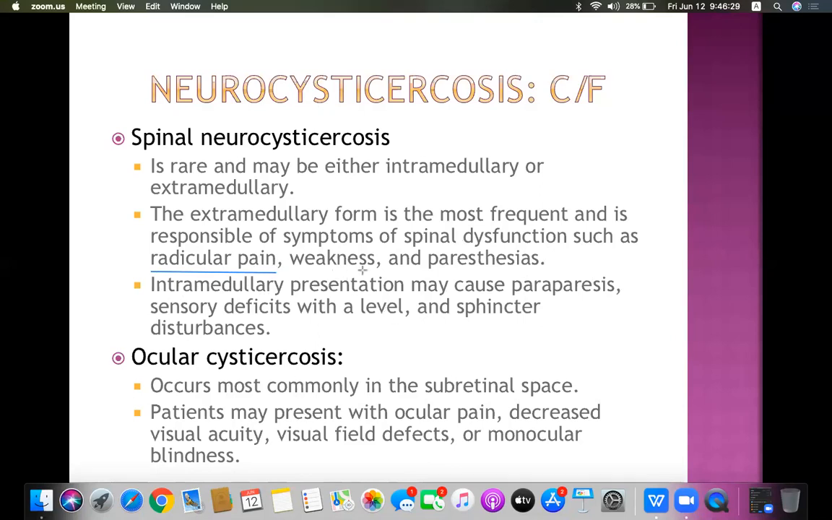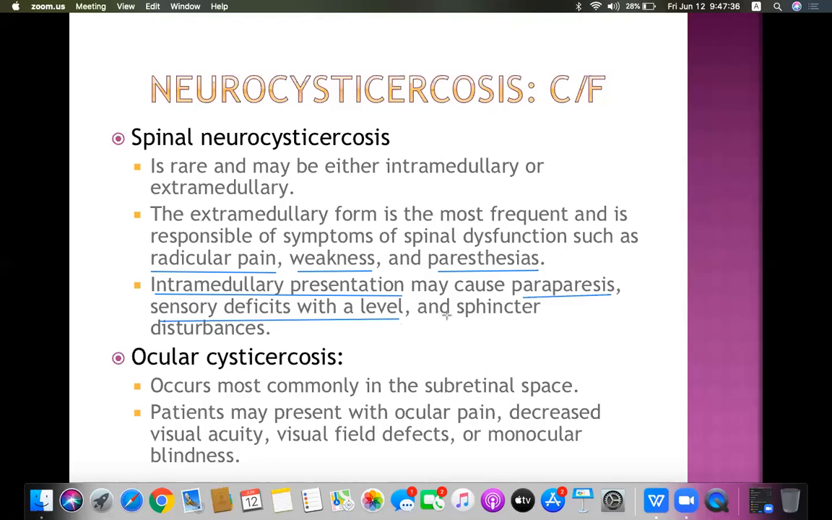Weakness of the muscle can occur if motor neurons are compressed. For example, see, ventral root, if it is compressed, ventral root is carrying motor fiber, and dorsal root is carrying sensory fiber. And spinal nerve is carrying both of them. It's very easy to explain. Paresthesia is the sensory symptom. Now, what happens if an intramedullary lesion is there? It may cause paraparesis. Now, paraparesis means the lower limbs are paralyzed. Okay? Both lower limbs are paralyzed, right as well as left. Paresis means partial paralysis. Plegia means dense paralysis. We already talked about it. There may be sensory deficit with the level.